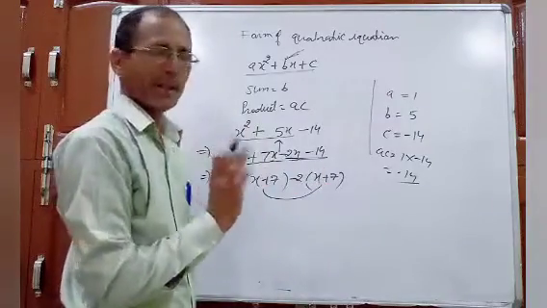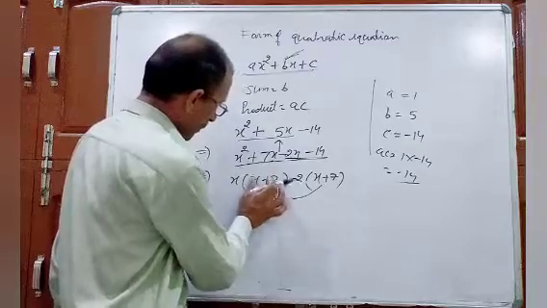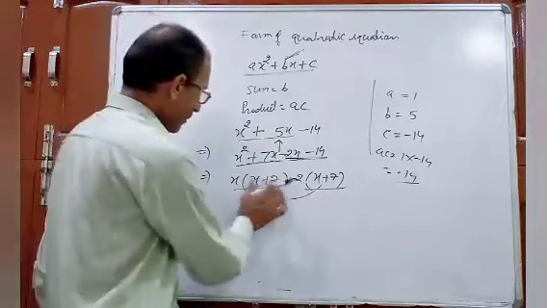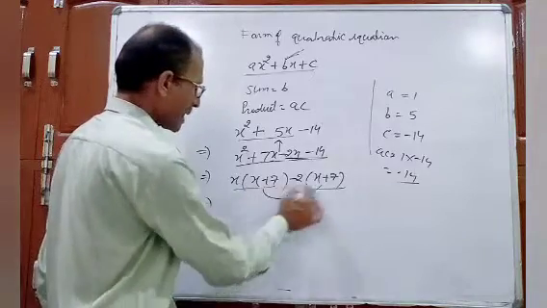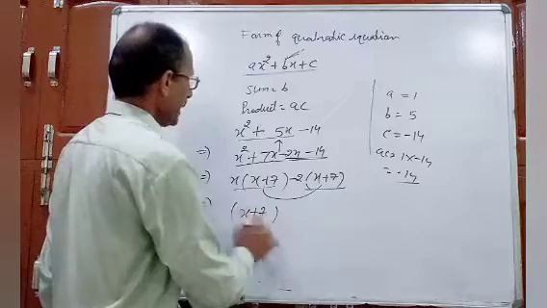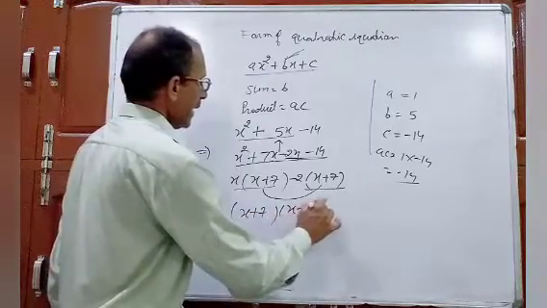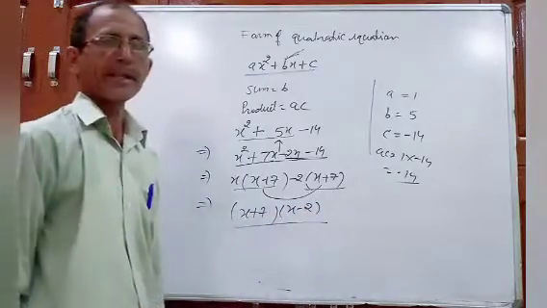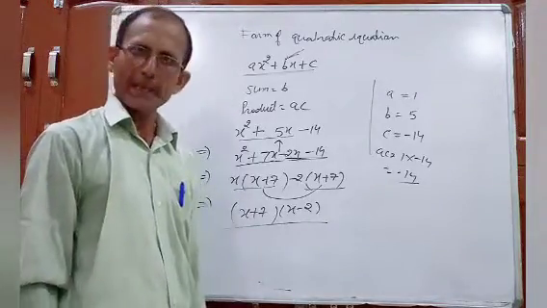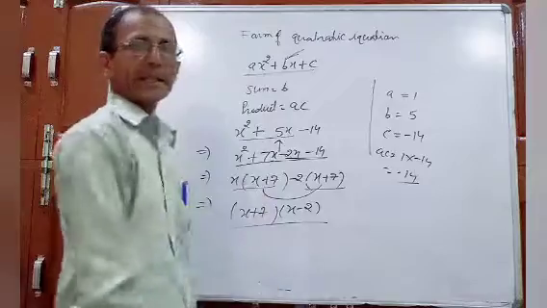This is right. Now again common, because this is one term and this is second term. In this term, what is common? X plus 7 is common in both. X plus 7 into x minus 2. These are the factors of this algebraic expression, and the algebraic expression is quadratic.